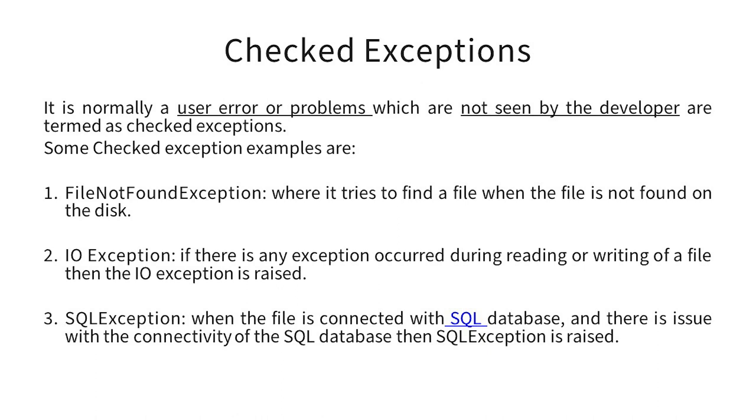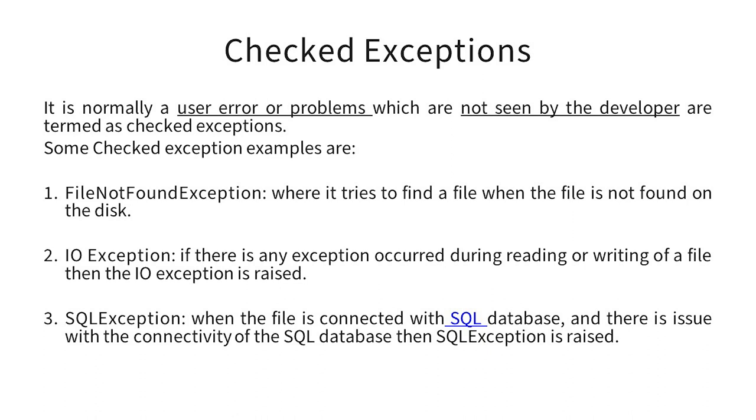The code is running perfectly, but the file is not prepared or not kept in the proper directory. When the code tries to access that file and the file is not there, a FileNotFoundException will be generated. It tries to find the file, and the file is not found on the disk or in that particular path. In the same way, the second checked exception is IOException. If any exception occurs during reading or writing of a file, then IOException is raised.